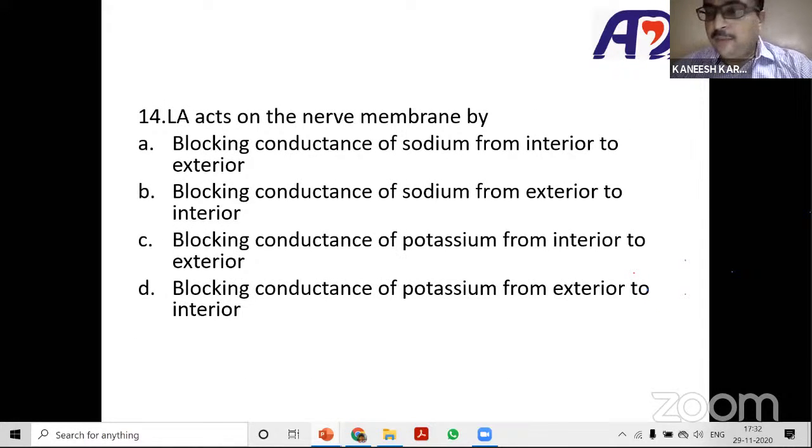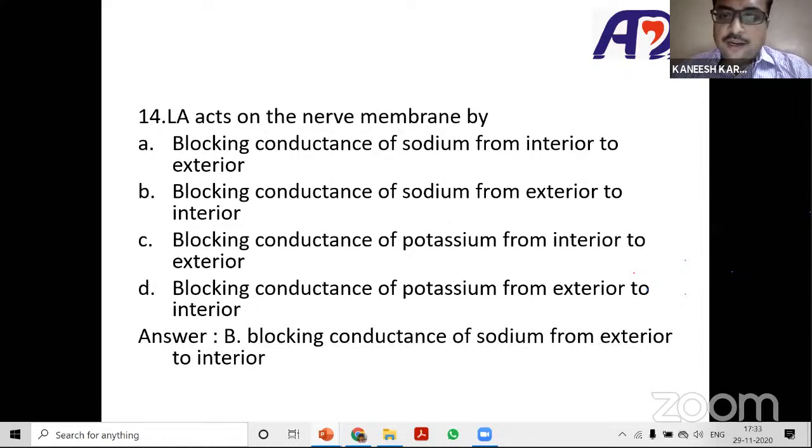LA acts on the nerve membrane by... of course, this is a direct question. See, long answers will always confuse you. So first what you have to do is, for "LA acts on the nerve membrane by," don't see the choices. You have to first recall in your memory what is the mechanism of action of local anesthesia. It blocks the sodium from entering from the exterior to the interior. So B is the answer, blocking conductance of sodium from exterior to the interior. You have to look for the answers which you already know. If you read all the options, then you will get confused. Okay.